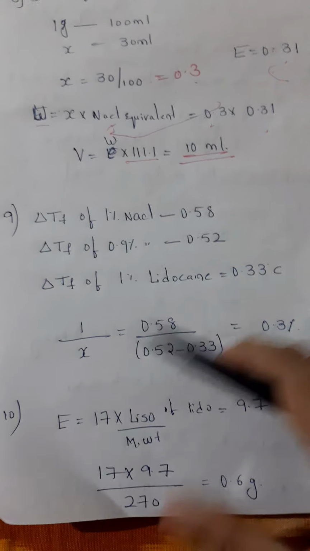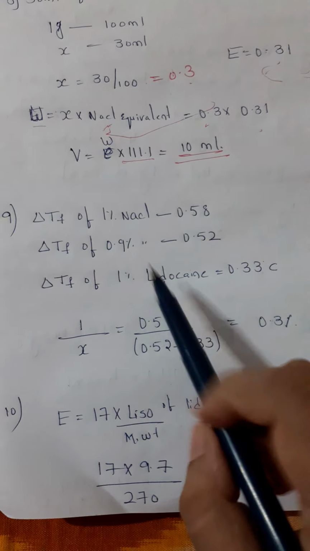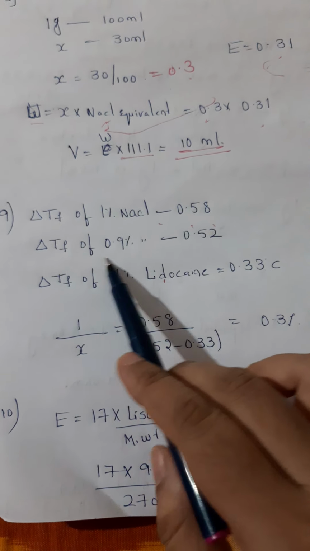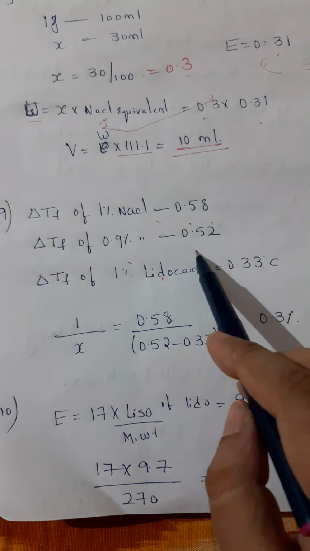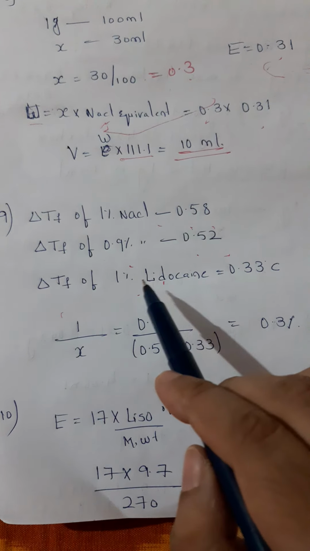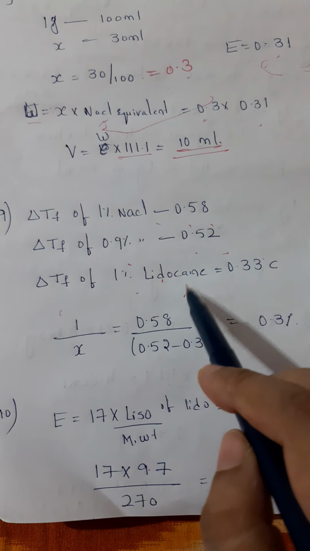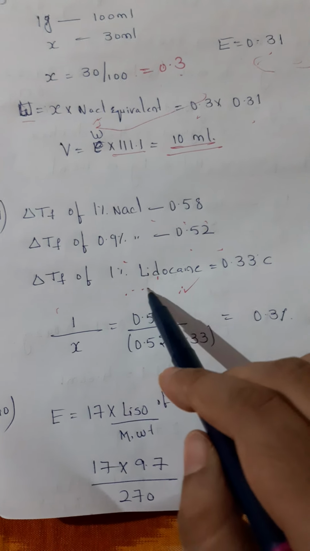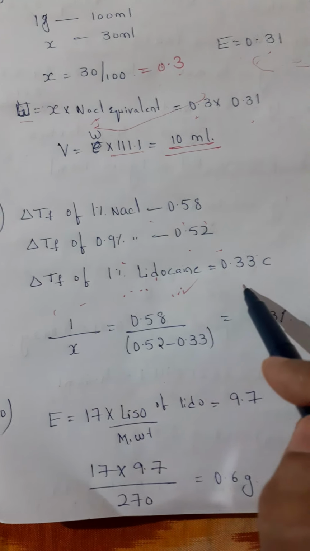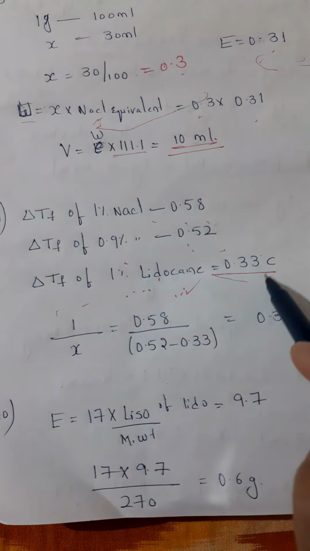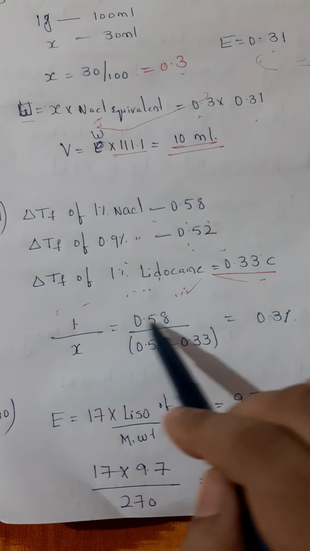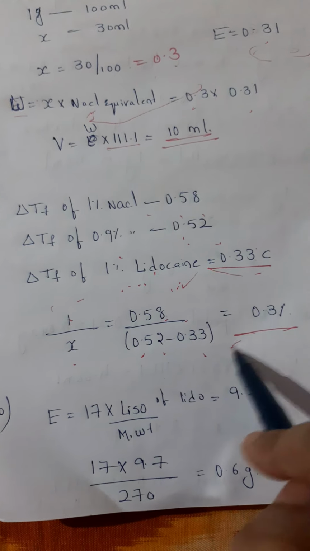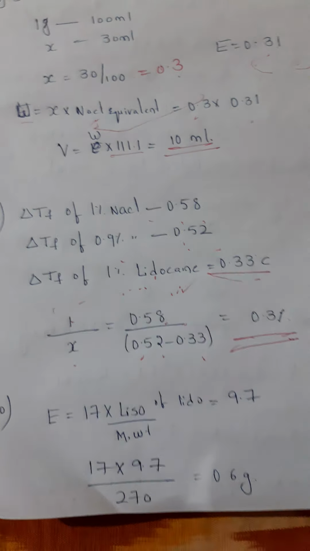Right. Ninth problem, same, for lidocaine, you have to calculate. ΔTf of 1% sodium chloride is 0.58. ΔTf of 0.9% sodium chloride is 0.52. Now we have to calculate how much sodium chloride should be added for 1% lidocaine, by the cryoscopic method. So here it is 0.33. So 0.52 minus 0.33. 1 is equal to 0.58. X is equal to 0.52 minus 0.33 divided by 0.58, that is 0.3% sodium chloride should be added.